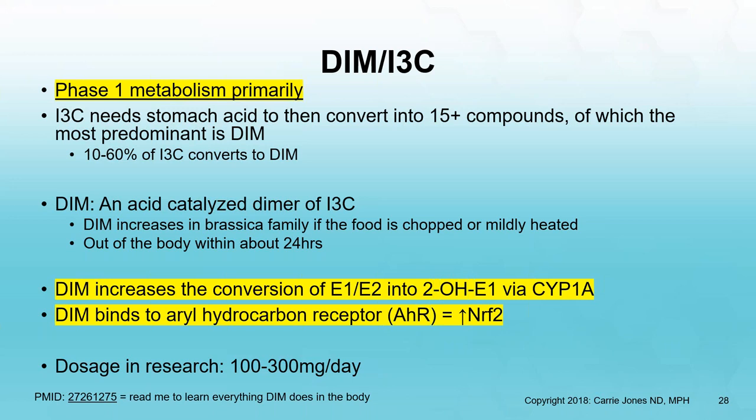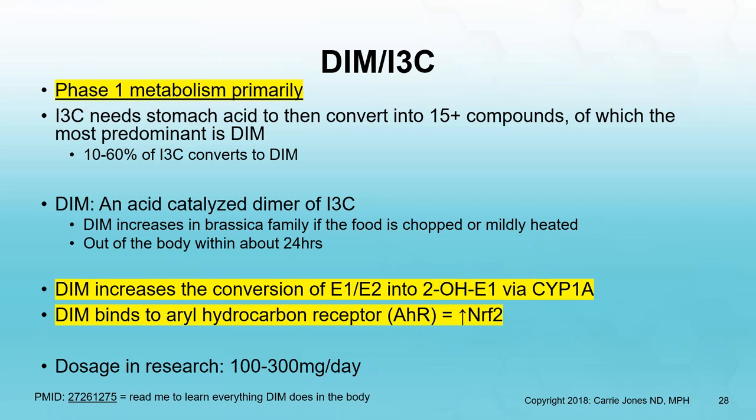You may need to go ahead and give them DIM, or diindolylmethane. You can see there the range is huge, depending, of course, on their stomach acid. 10 to 60% of indole-3-carbinol converts to DIM, 10 to 60%. So you may have to help them with their stomach acid, with either enzymes, HCl, apple cider vinegar, lemon water, or bitter herbs to try to get their stomach acid improved.